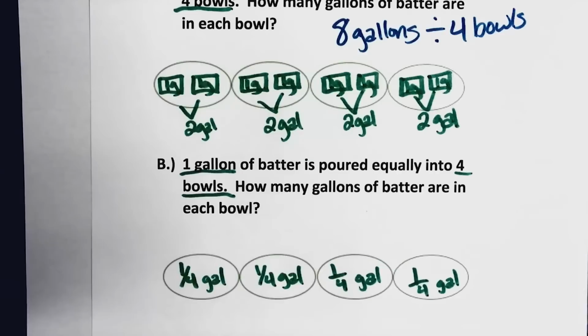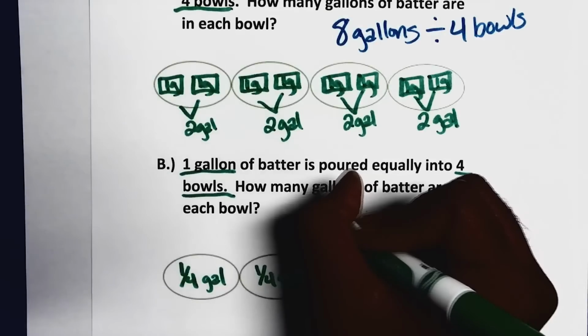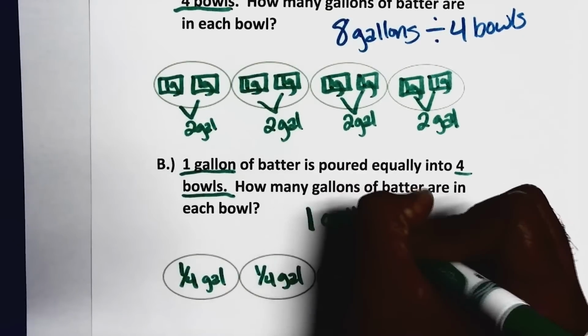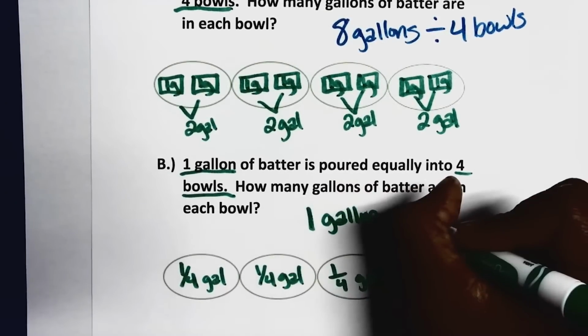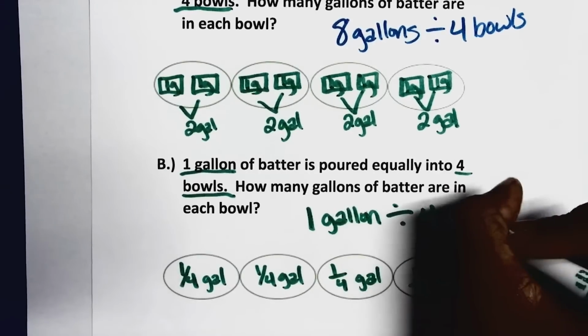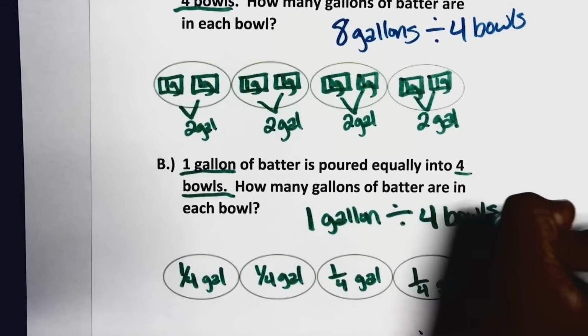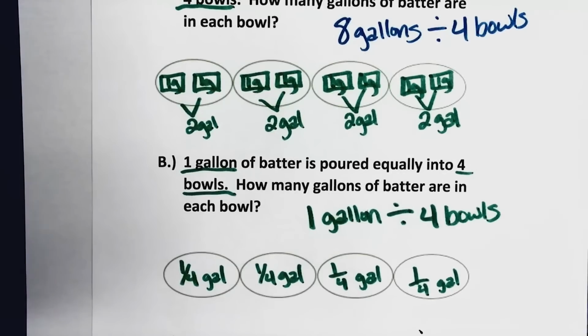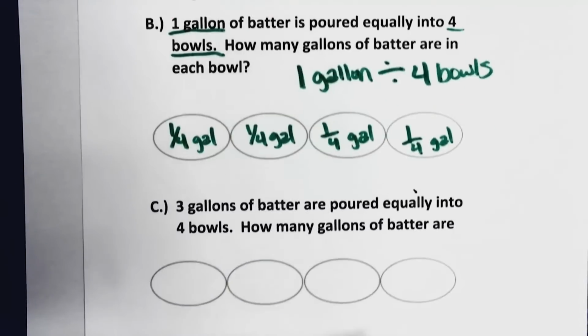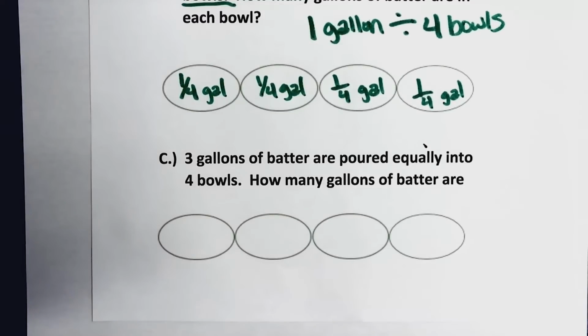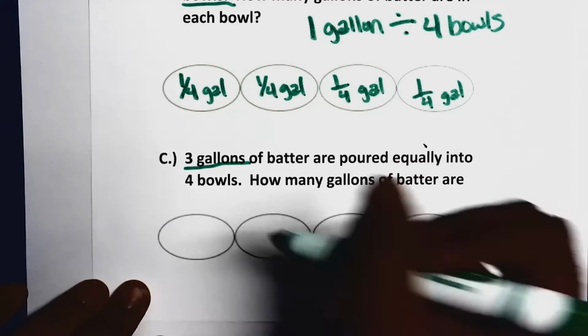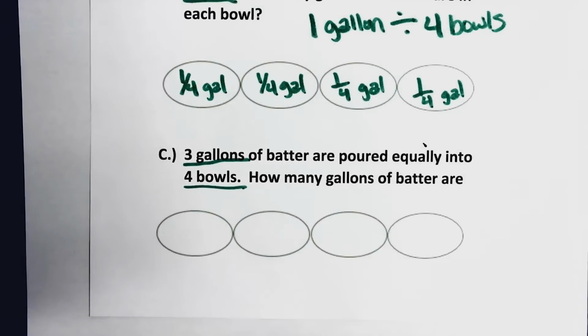So how can I write this one as a division sentence? Yes, 1 gallon, I'll make sure I write my units with it, divided by 4 bowls. Good job. Let's look at the last one, C. I have 3 gallons of batter poured equally into 4 bowls. So 3 gallons into 4 bowls. How would I divide this into my model?